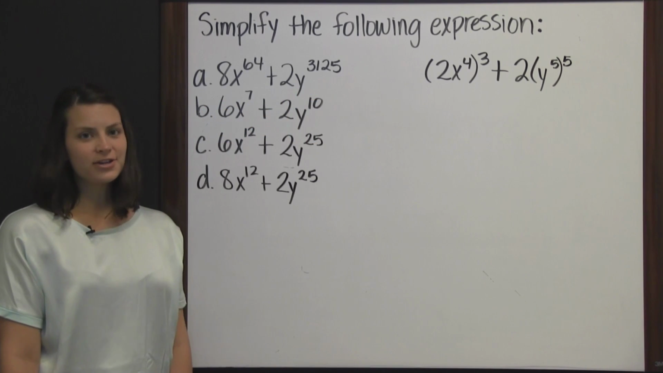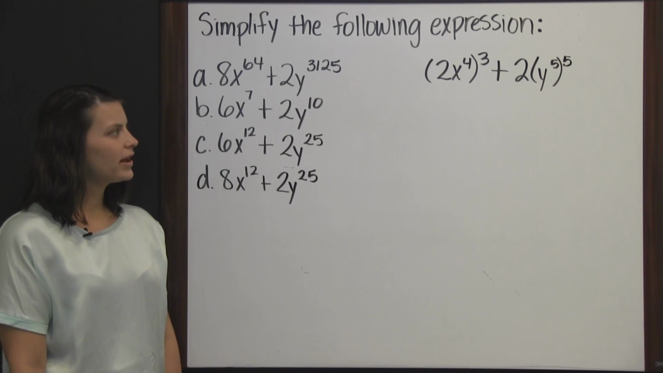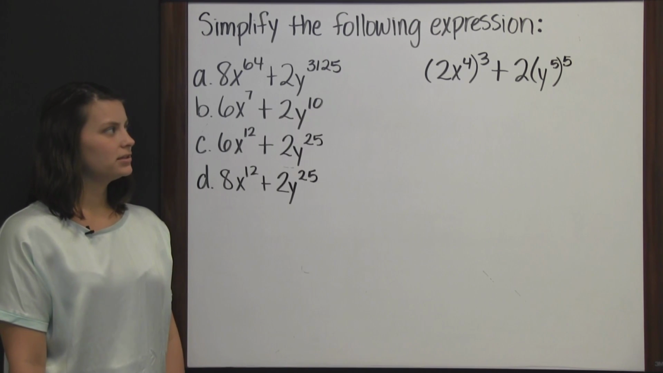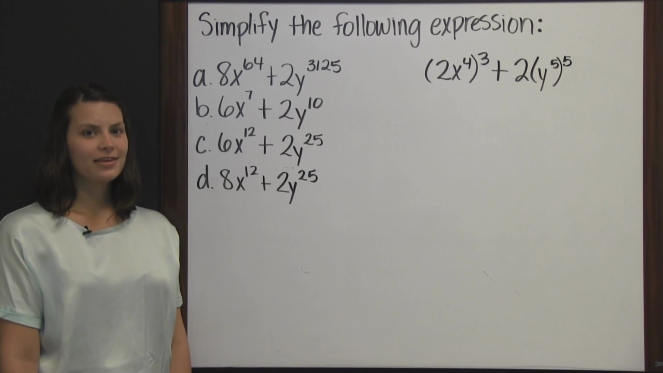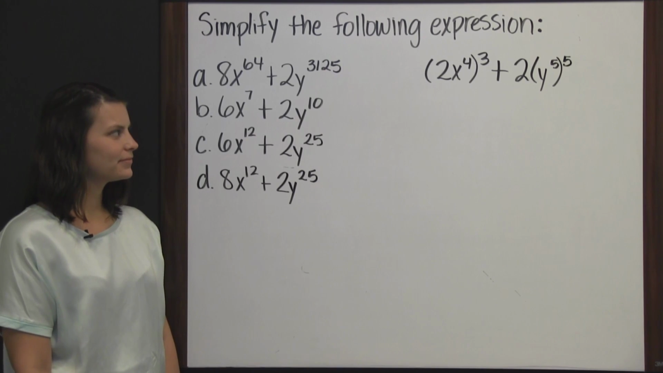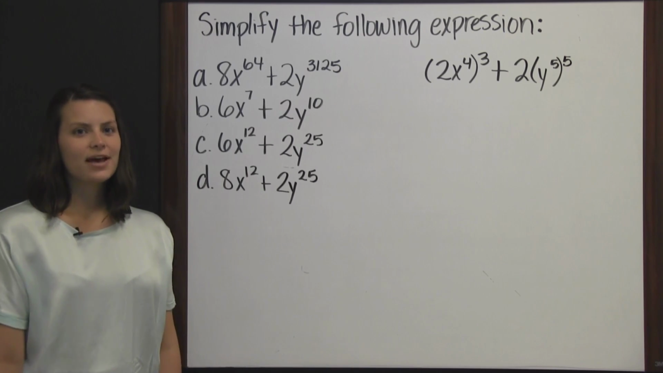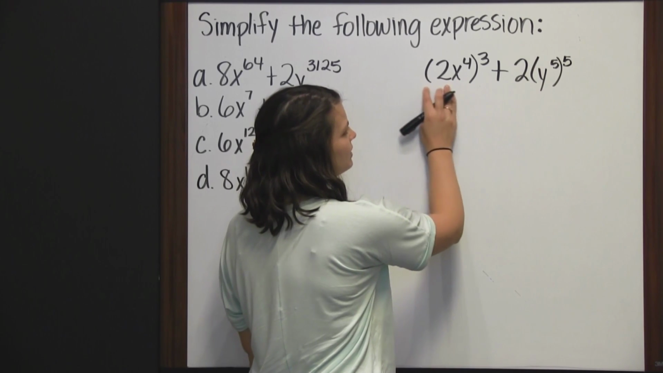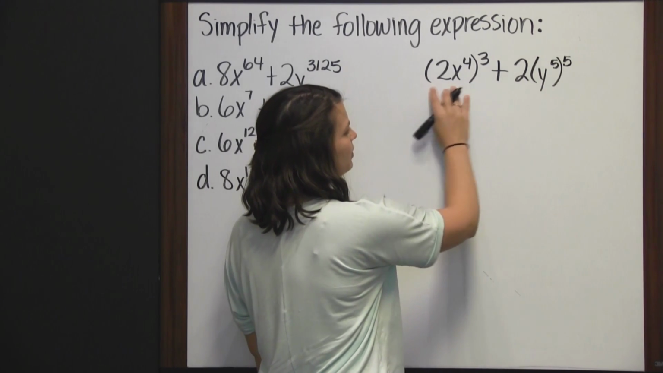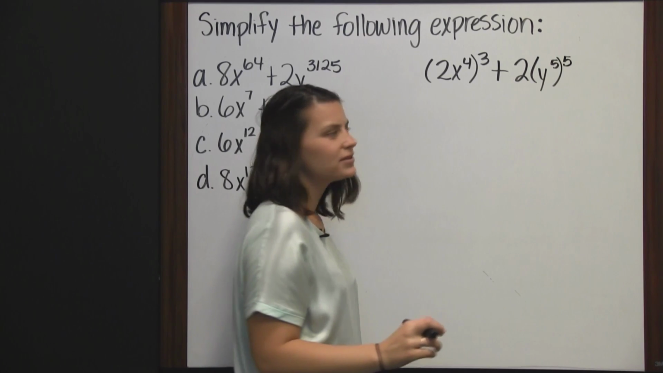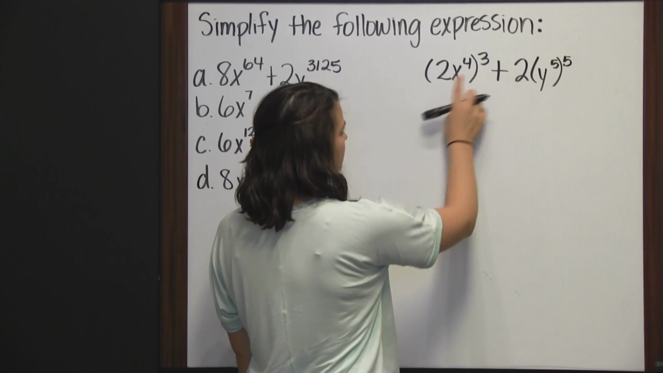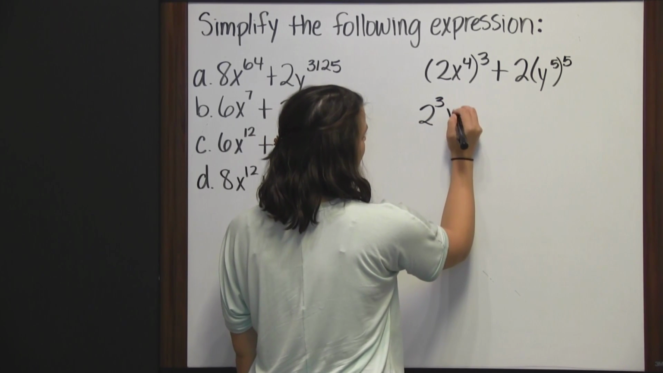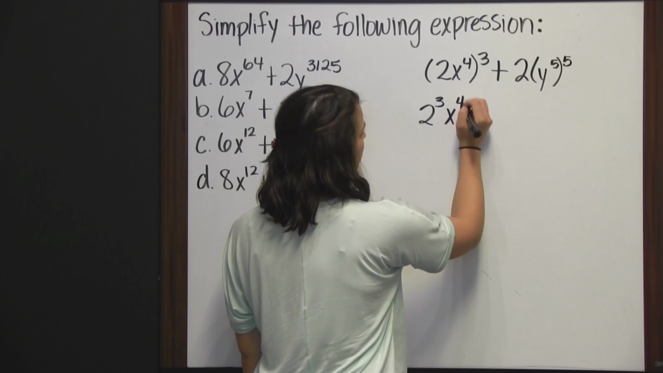Simplify the following expression. The quantity 2x to the 4th cubed plus 2 times the quantity y to the 5th raised to the 5th power. We have to use our rules of exponents here, and our rules tell us that whatever is inside the parentheses must be raised to the exponent outside that parentheses. So we have 2 cubed times x to the 4th cubed.